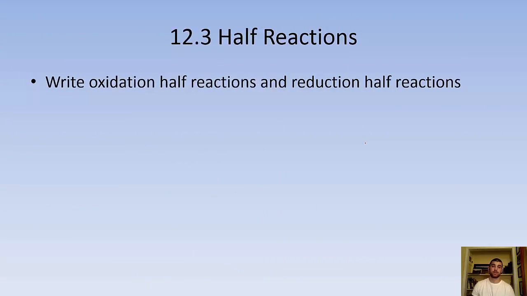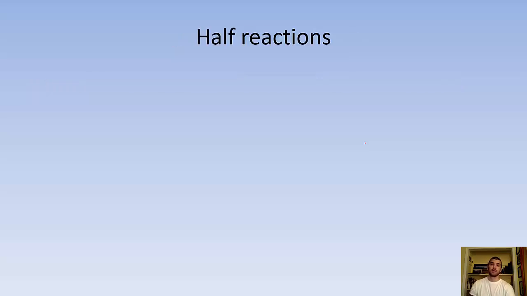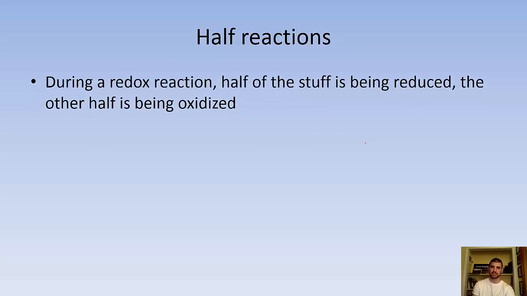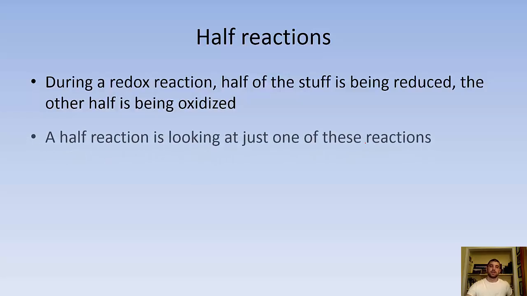All right, so topic 12.3, half reactions. What we want to be able to do is write oxidation half reactions and reduction half reactions. So what is a half reaction? Well, if you were to break down redox, it's half of the stuff being reduced and half of the stuff being oxidized. That's the word redox: half reduction, half oxidation. So a half reaction is looking at just one of those things, just what's being reduced or just what's being oxidized.